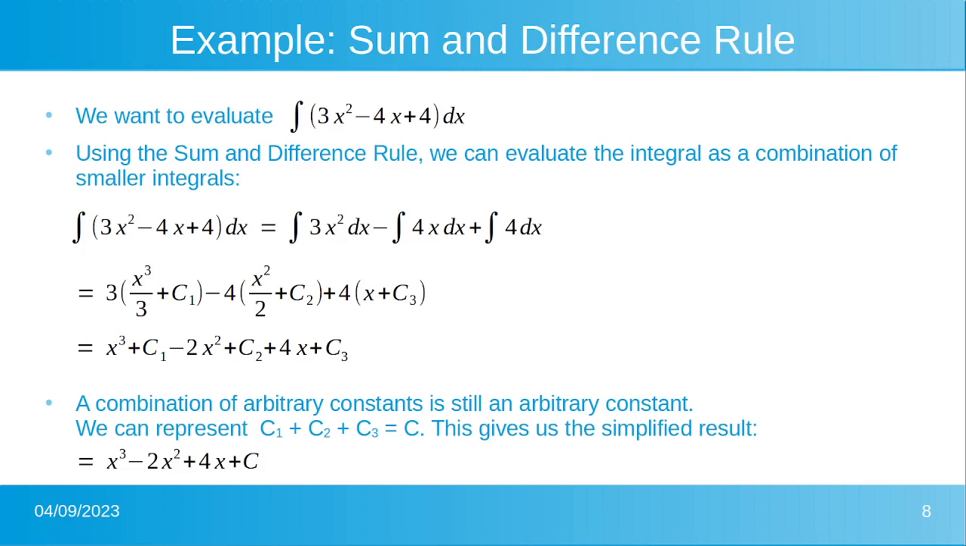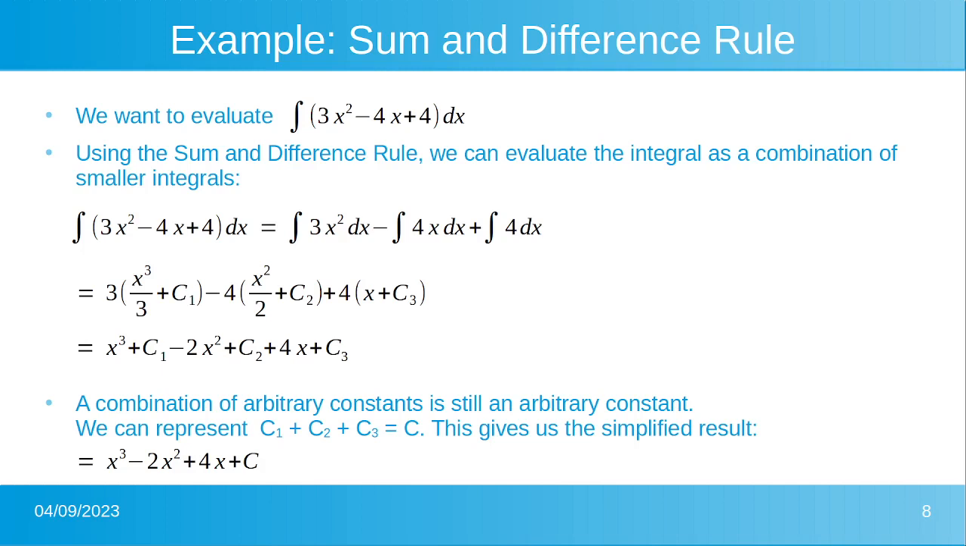Factoring in those antiderivatives, that's equal to 3 into, in brackets, x cubed over 3 plus an arbitrary constant c1, minus 4 into x squared over 2 plus an arbitrary constant c2, plus 4 into x plus an arbitrary constant c3. And when we multiply out the terms in the brackets, we get x cubed plus c1 minus 2x squared plus c2 plus 4x plus c3. So we've got a number of arbitrary constants there.